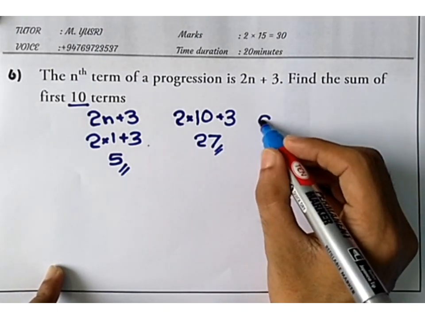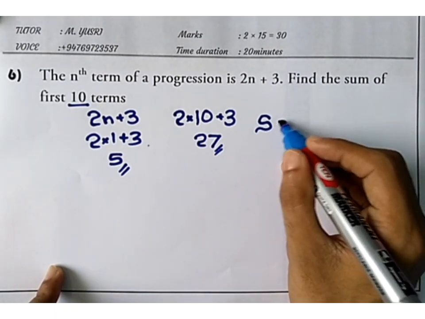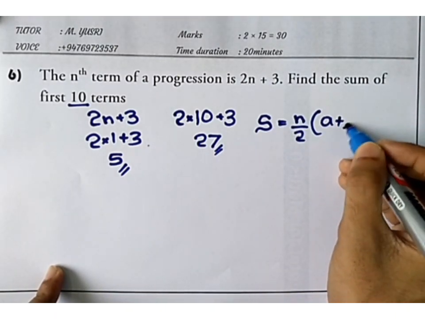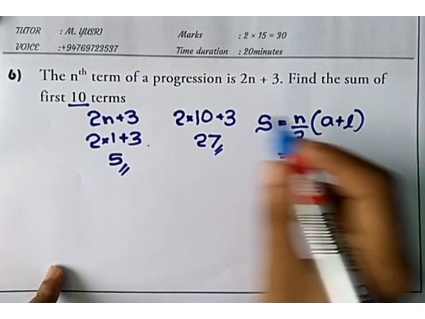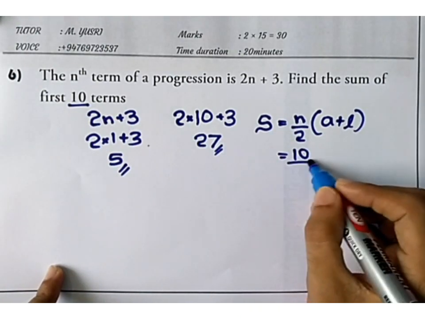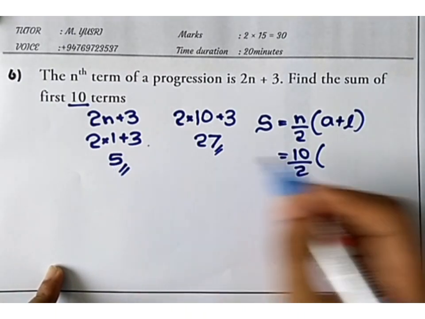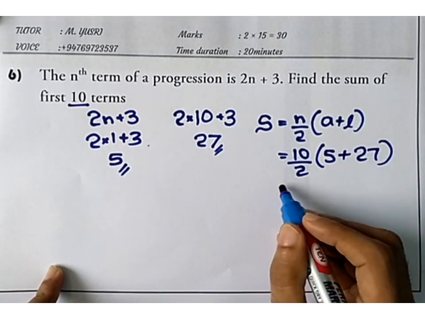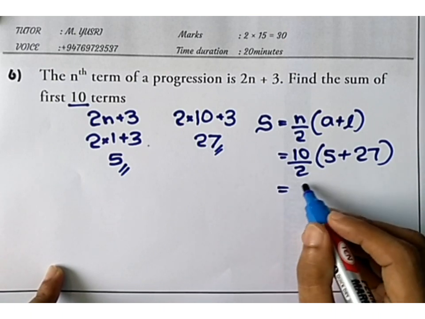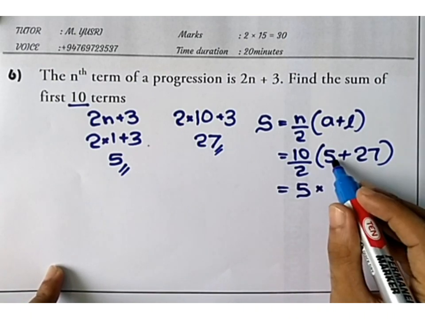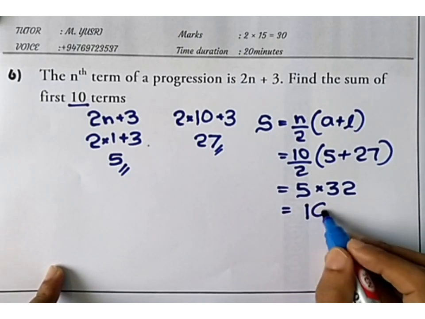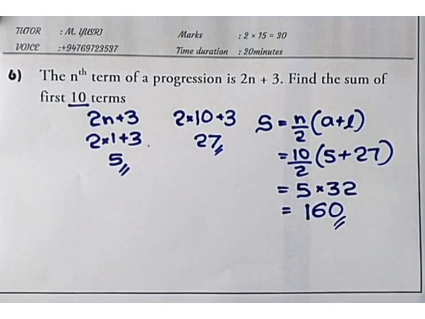To find the sum, we can apply this formula, n over 2 times (a plus l). So n is 10 divided by 2, and a, the initial term, is 5, and l, the last term, is 27. Now 10 can be divided by 2 directly, so 5 times (27 plus 5), which is 32. Now with simplification, 160 is the answer.